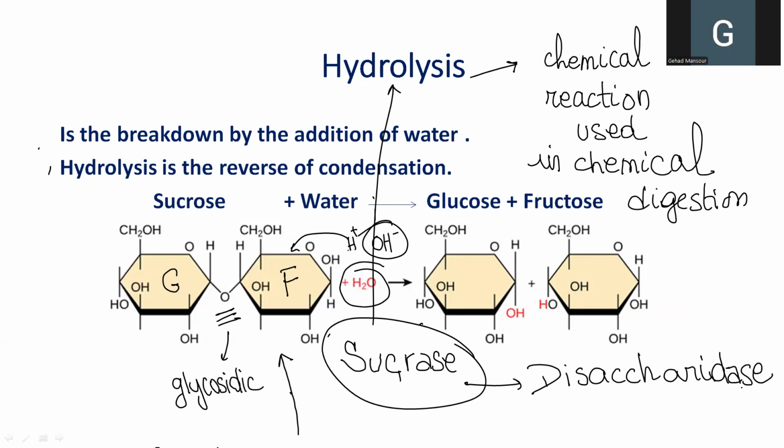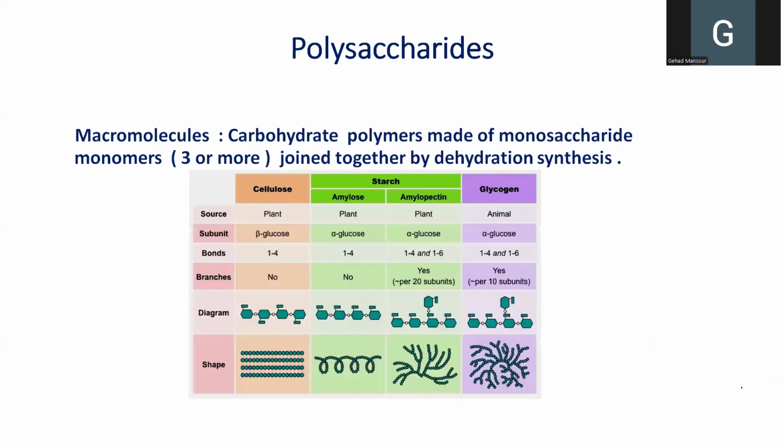And what is a disaccharidase? Or what is sucrase as a major example of disaccharidases? They are enzymes that catalyze the hydrolysis of disaccharides into their component monosaccharides. On the other hand, we have much bigger carbohydrate molecules, which are called the polysaccharides.